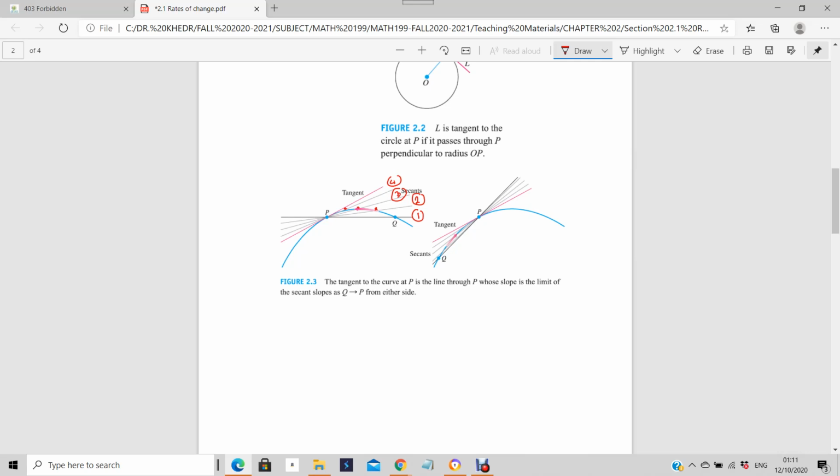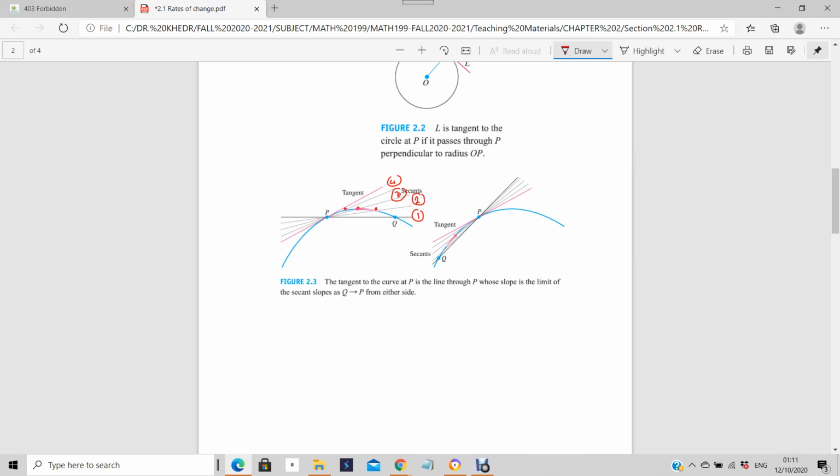So here, for the secant line to be a tangent line, the point Q has to approach very closely to point P. So the definition here: the tangent to the curve at point P is the line through P whose slope is the limit of the secant slope as Q goes to P from either side. So when the secant line becomes a tangent line, the two intersection points become one point. So hence we will say the secant line becomes a tangent line.